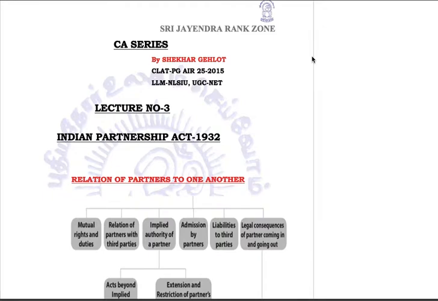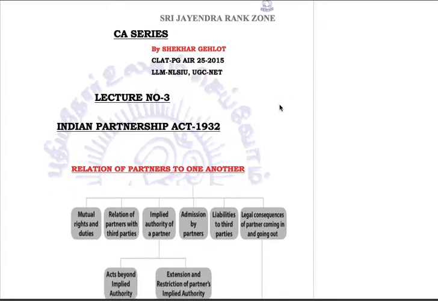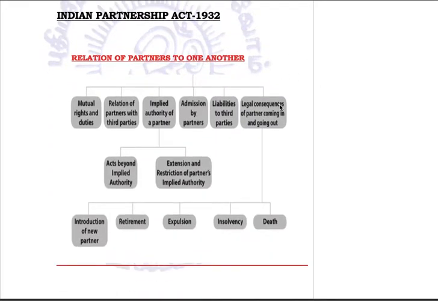Now with this chapter, we will begin with the relation of partners to one another. We have discussed different types of partnerships as well as different types of partners like sleeping, nominal, holding out, active, and partners in profits only. But now it is time for us to understand the relations of partners to one another.